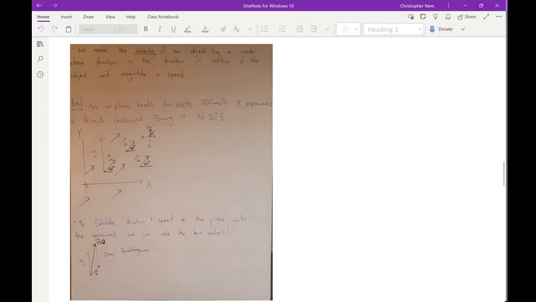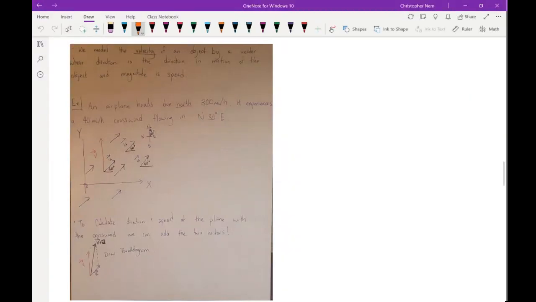So this plane in particular heads due north at 300 miles per hour and experiences a 40 mile per hour crosswind flowing in the northeast direction, 30 degrees. These are our bearing angles. So be sure once you have your bearing angles, you need to figure out the angle measurement that you create for the direction of your vectors with the horizontal axis. I've already done that over here. I've shown that the vector u has a direction of 60 degrees. Just subtract 30 from 90.